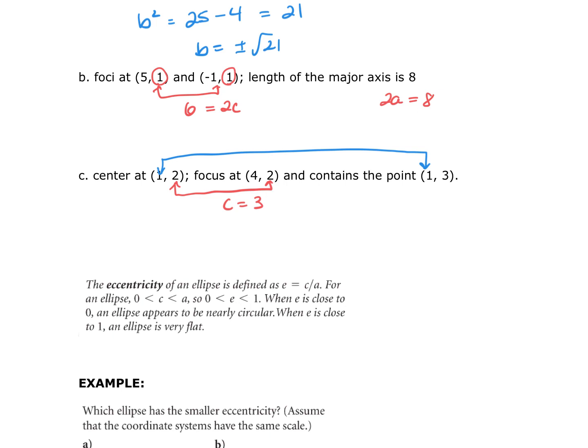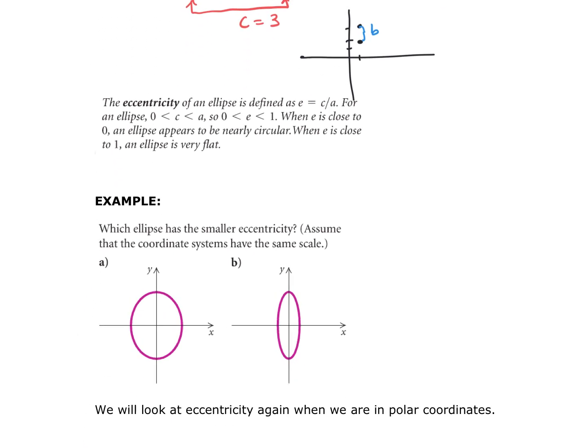If you were to graph this thing, I'm just going to get you started on this. If you were to graph this, the center is at (1, 2). So here's the center. But it also contains the point (1, 3). Oh, if it contains that point (1, 3), that must tell me my b value. So here is my b value. So they're giving me the c value on this, and they're giving me the b value on this. So I'll let you finish those off.